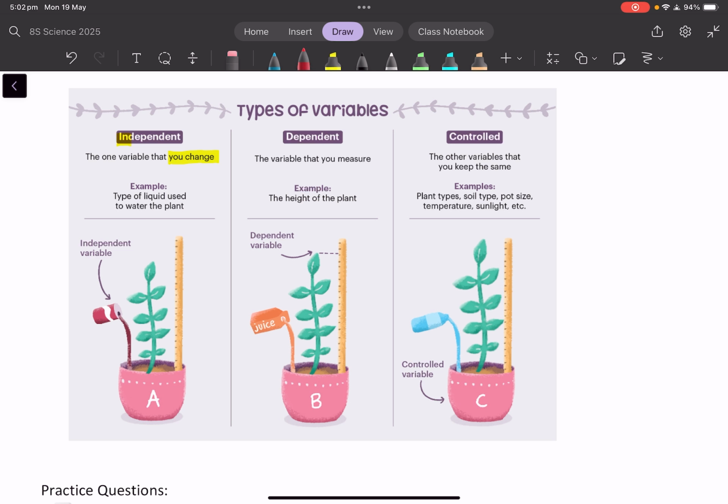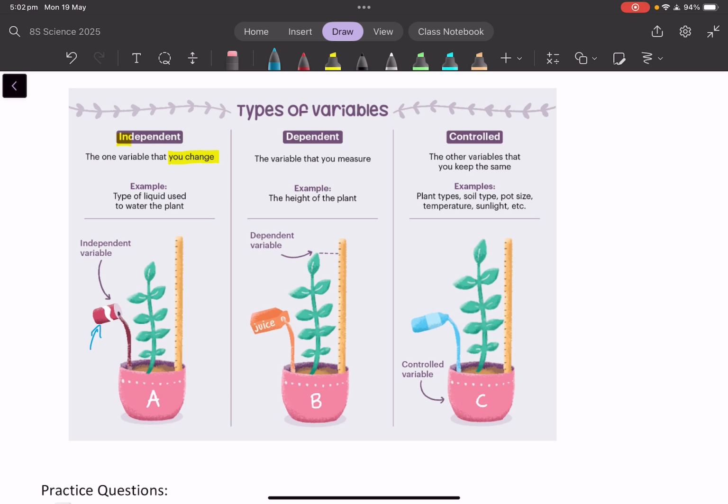So if we have a look at the experiment below, we are changing the type of liquid that's used to water the plant, and then we're going to measure how high the plant grows. So in this experiment, the independent variable, the one that I am intentionally changing, would be the type of liquid that is used to water the plant. That is the one I'm intentionally changing.